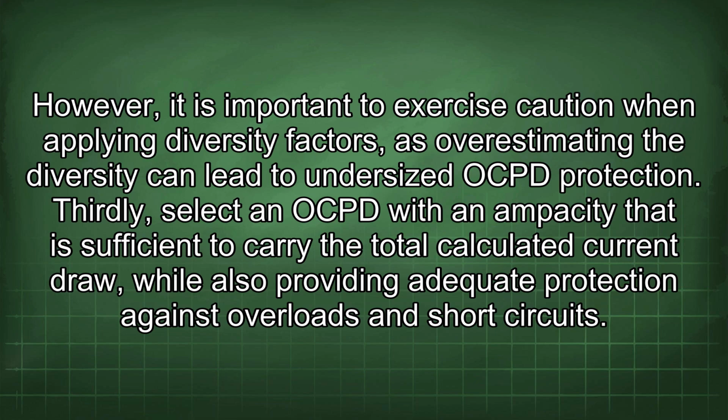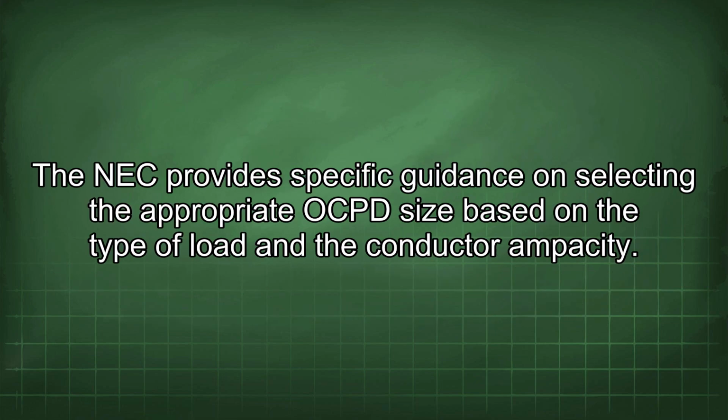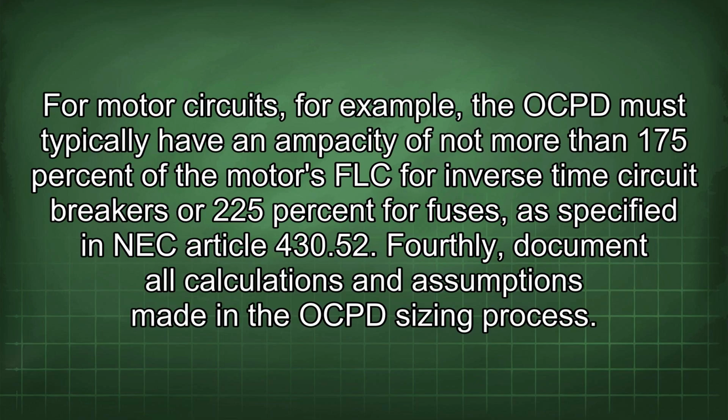Thirdly, select an OCPD with an ampacity that is sufficient to carry the total calculated current draw, while also providing adequate protection against overloads and short circuits. The NEC provides specific guidance on selecting the appropriate OCPD size based on the type of load and the conductor ampacity. For motor circuits, for example, the OCPD must typically have an ampacity of not more than 175% of the motor's FLC for inverse time circuit breakers or 225% for fuses, as specified in NEC Article 430.52.